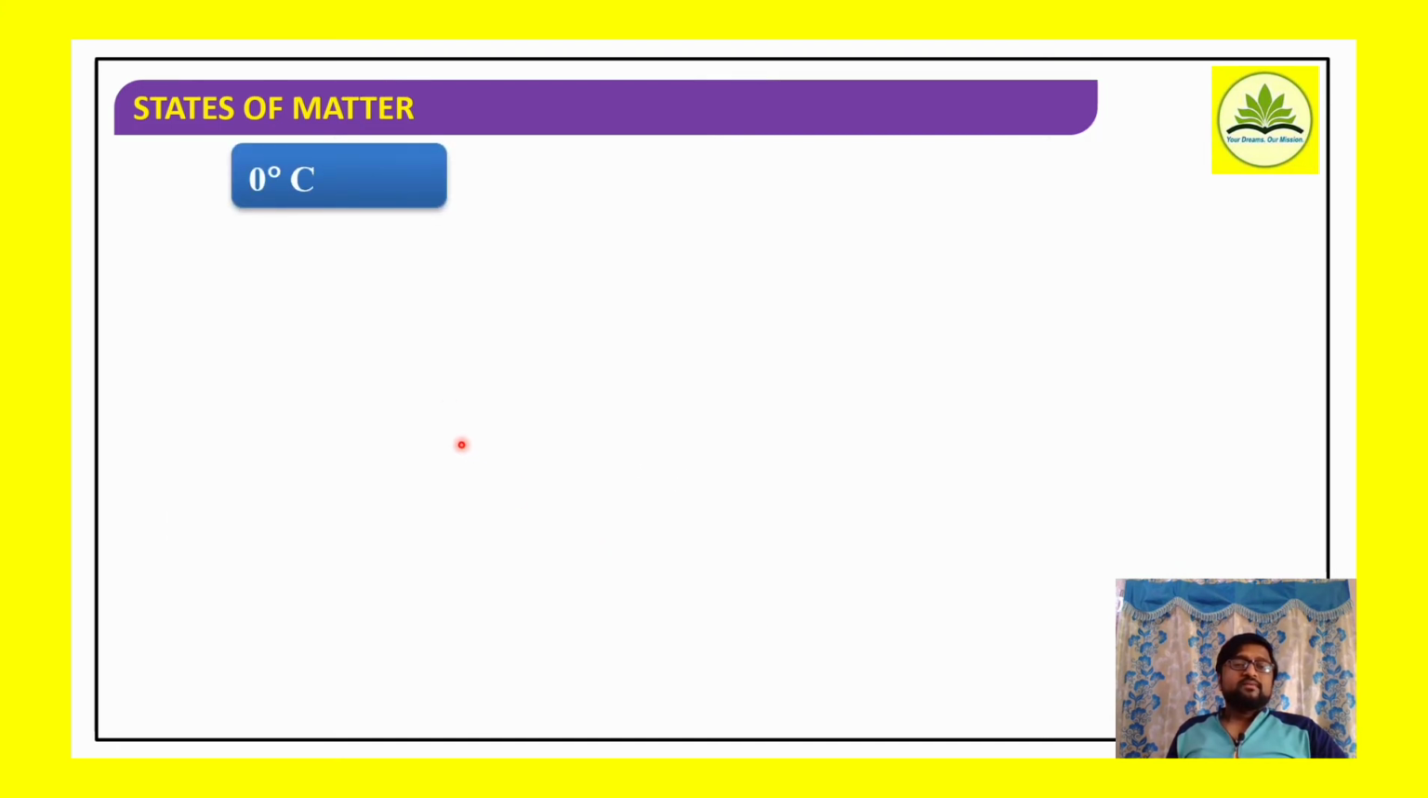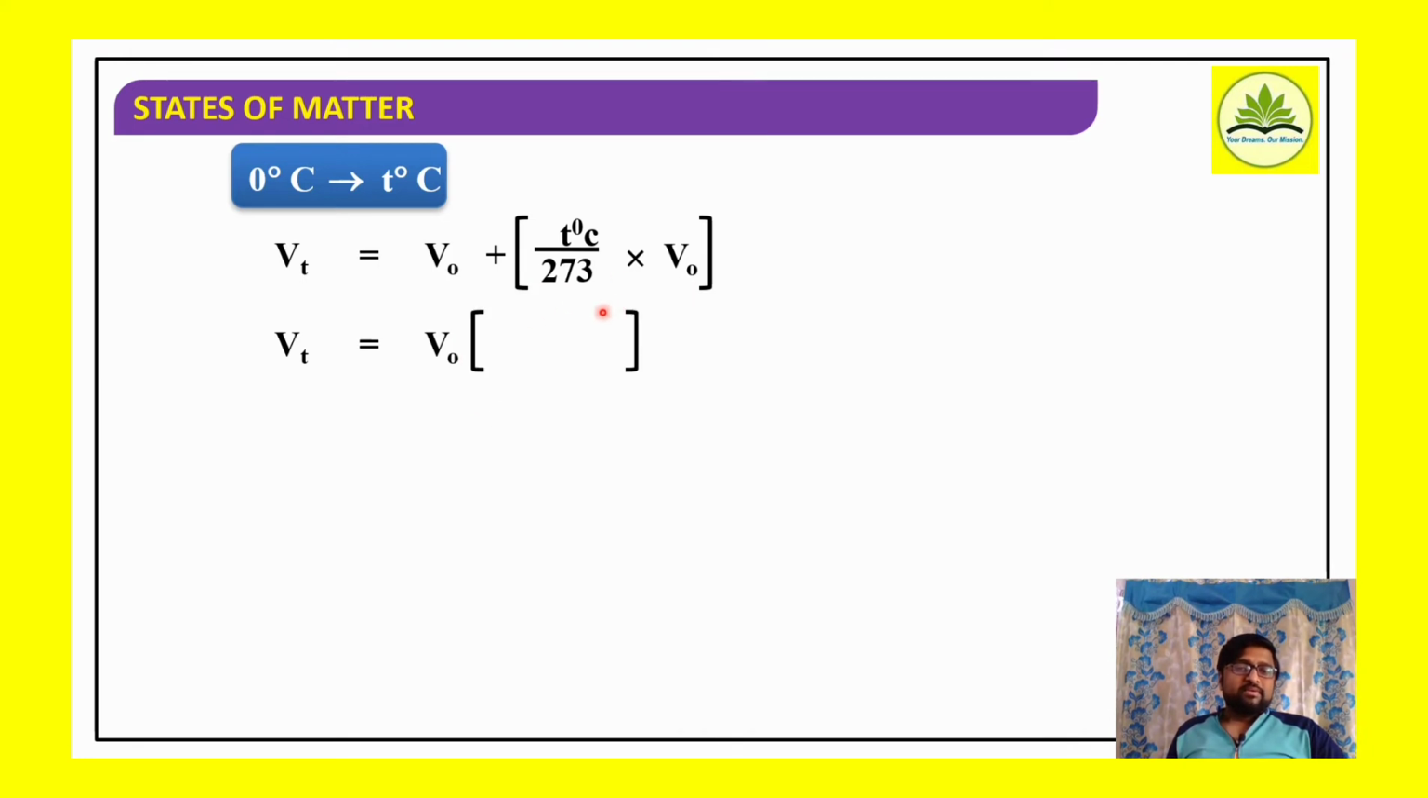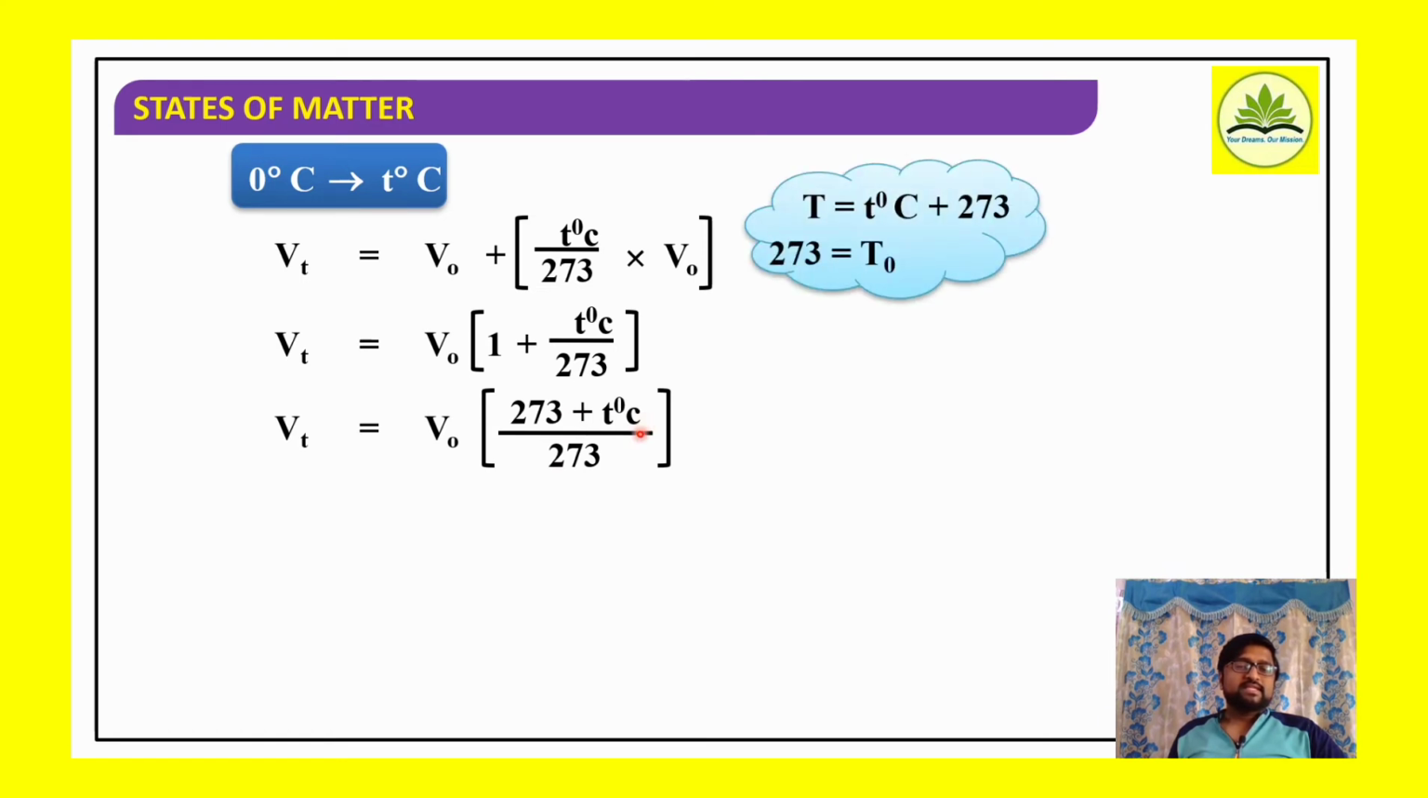So again, consider 0 to T degrees Celsius generally. From 0 degrees Celsius to T degrees Celsius, Vt is equal to V0 plus T degree Celsius by 273 into V0. This is the general formula. On further simplification, V0 is common in both terms, so Vt is equal to V0 into the bracket of 1 plus T degree Celsius divided by 273. Here Vt is the final volume, V0 is the initial volume, and T is the temperature in degrees Celsius. So Vt is equal to V0 into the bracket of 273 plus T degree Celsius by 273.